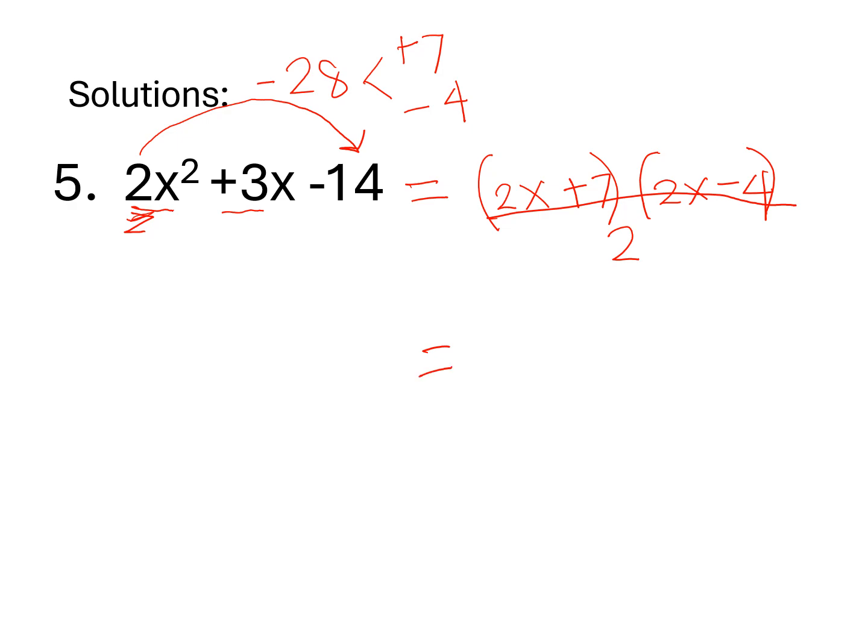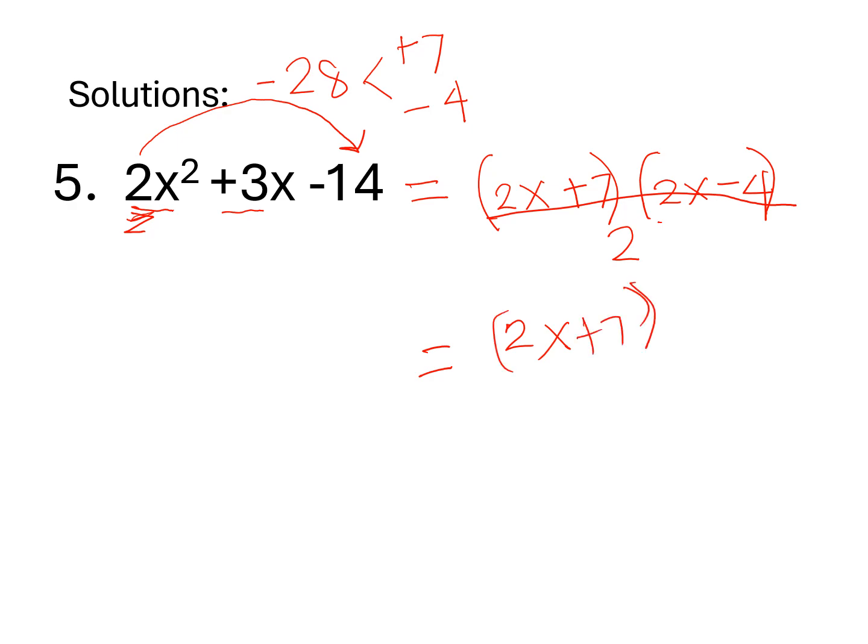Okay, examine the two factors. Which factor can be factored? 2x plus 7 or 2x minus 4? Yes. Look at the two terms of each factor. Yes, here, 2x minus 4. We can, so copy 2x plus 7. Then, we can factor this.